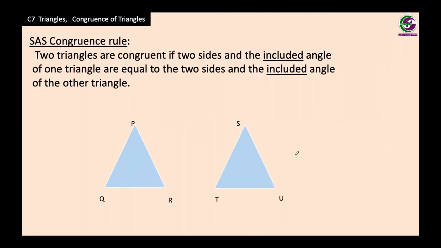What if the angle is not between the 2 given sides, a different situation? For example, these 2 sides are given and angle P is the same as angle S. Now, this is not enough to say that these 2 triangles are congruent. We can't say that they are congruent. So, not congruent.